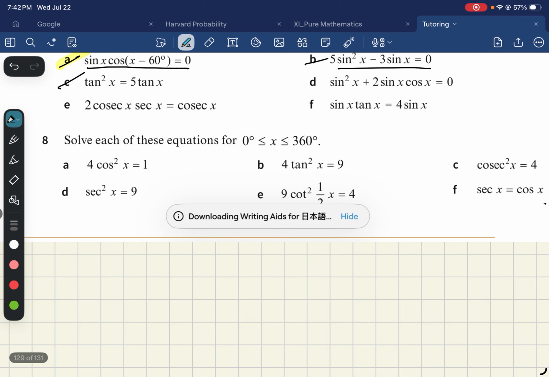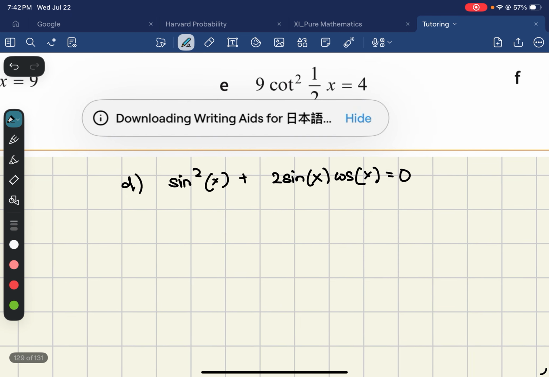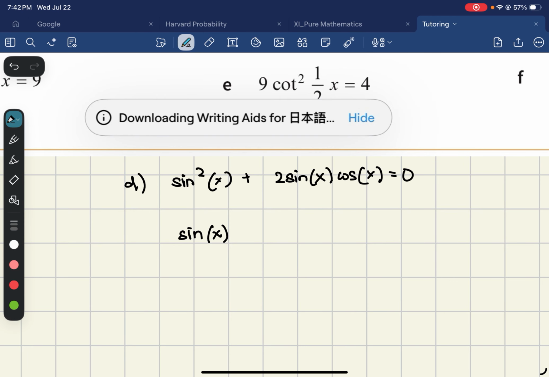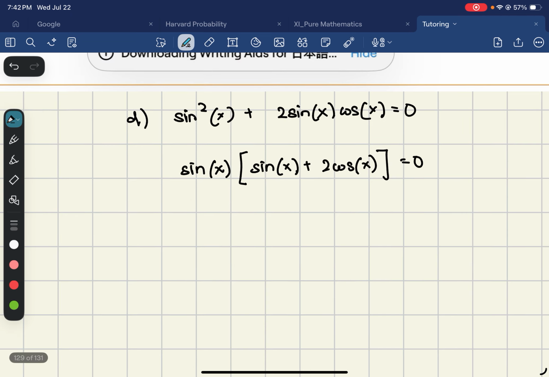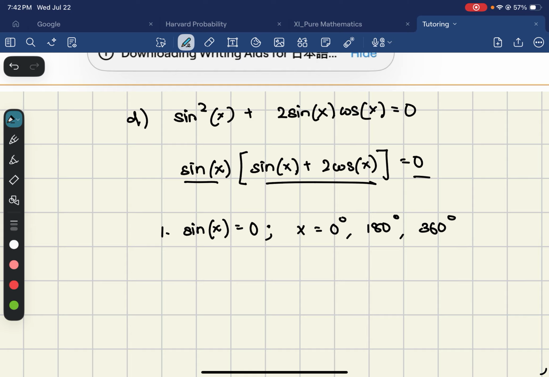So part D is very similar as well. You have sine squared x plus 2 sine x cosine of x is equal to 0. All right, so you can just factor out a sine x. If you factor out a sine x, you get sine x plus 2 cos x. So possibility 1, again, is that sine of x is equal to 0. If you're multiplying two things and it gives you 0, it's possible that the first thing is 0, and sine of x is 0 for 0 degrees, 180 degrees, 360 degrees.